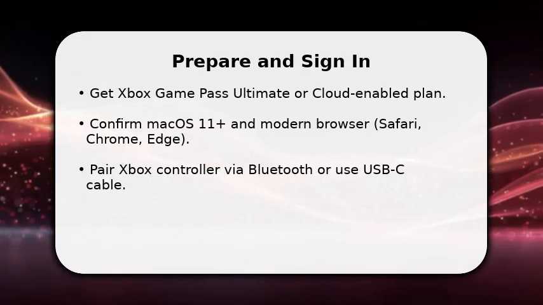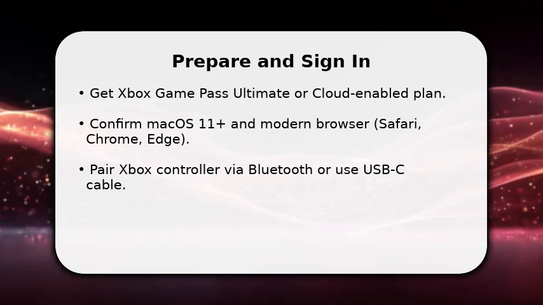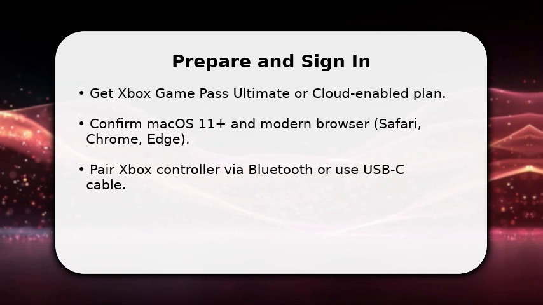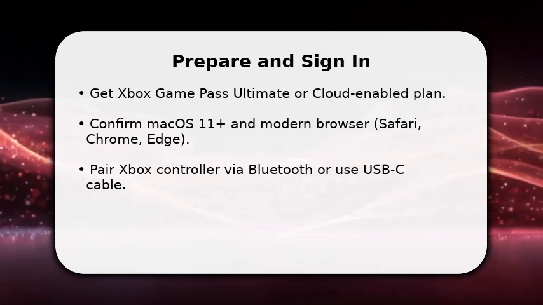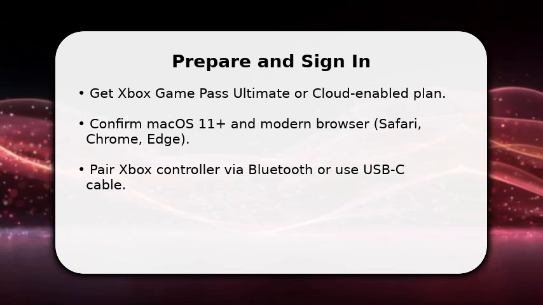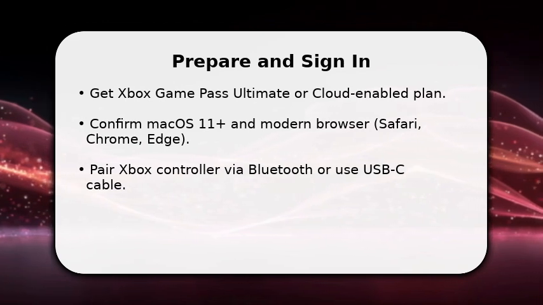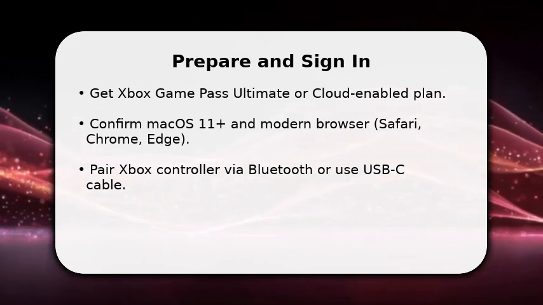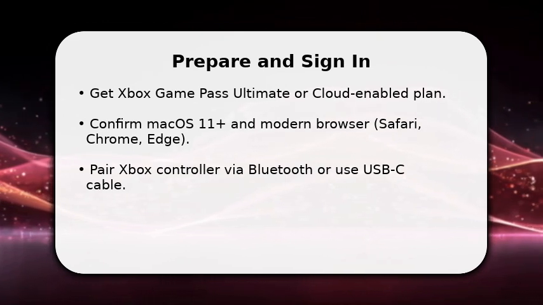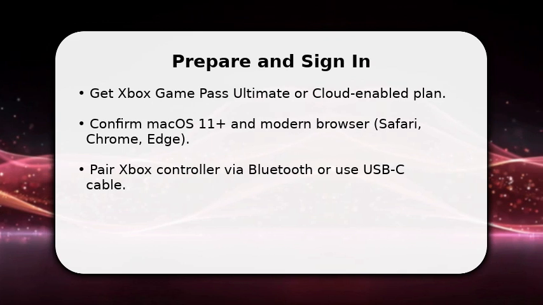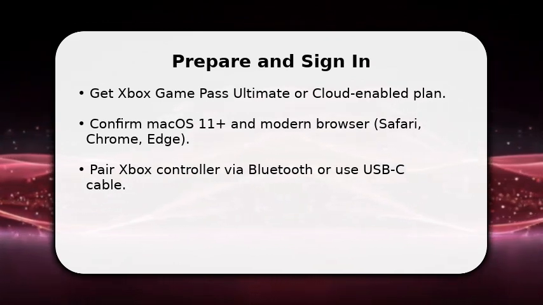You start by securing access and the right hardware. Subscribe to Xbox Game Pass Ultimate or a plan with cloud gaming, then sign in with your Microsoft account. Make sure your Mac runs a supported macOS version and install a modern browser like Chrome or Edge. Next, pair your Xbox controller via Bluetooth or plug it in with USB-C so input is ready. Once done, open Xbox.com/play, sign in, and you're positioned to launch cloud games without installing Windows. This saves time and complexity.